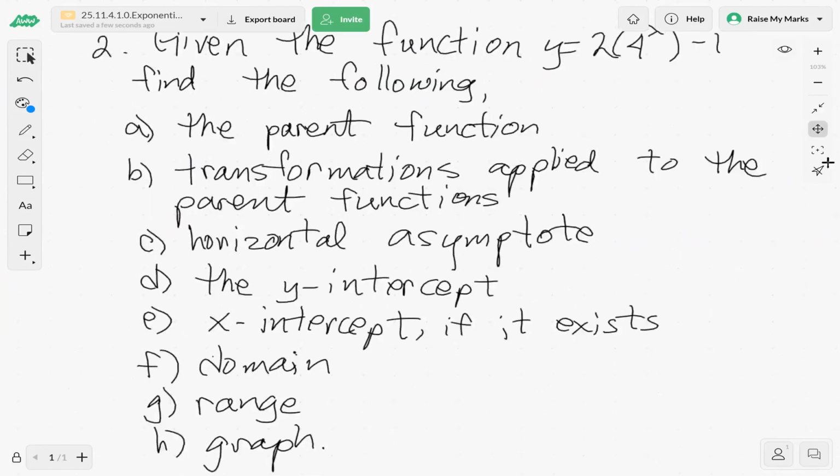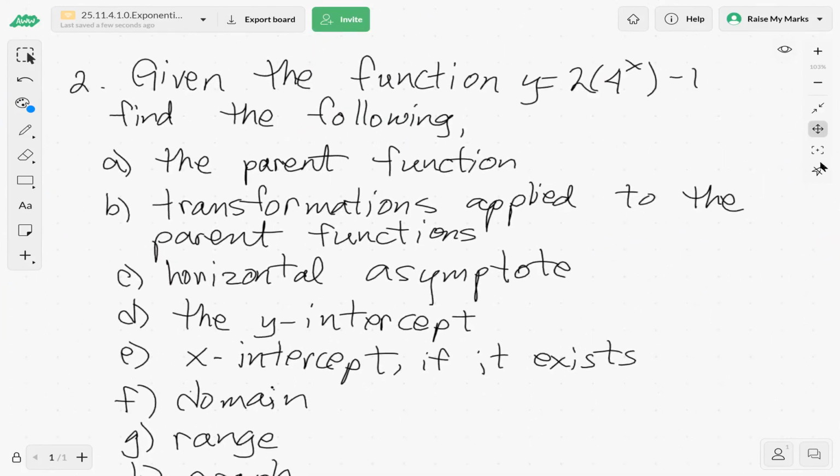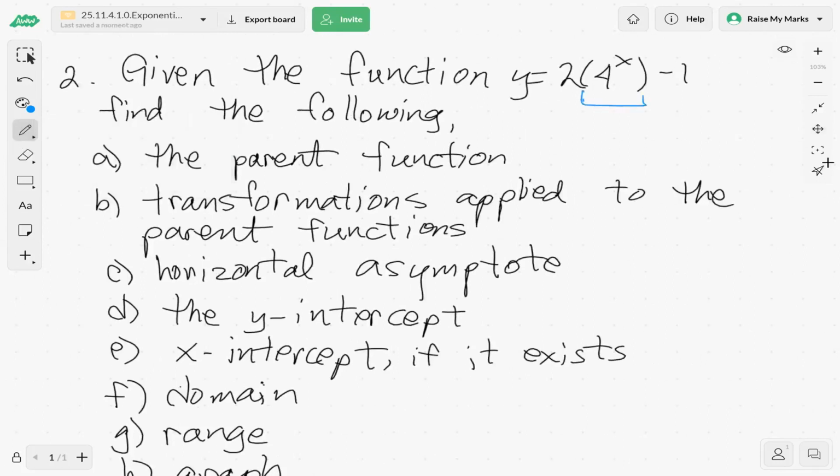Okay, so we've got a lot to do here. We need to find the parent function. So let's figure that out first. What do you think our parent function can be? I think it's some kind of exponential function because we have this component right here, 4 raised to the power x. And if you notice, we're doing things to it. So we're transforming this part of the function, 4 to the power x. So this is a good candidate for our parent function. So our parent function is y equals 4 to the power x.